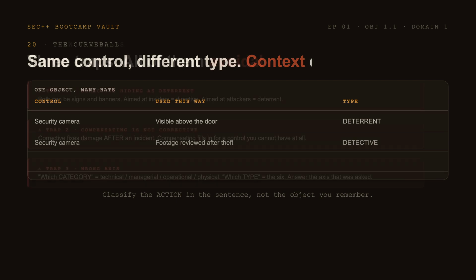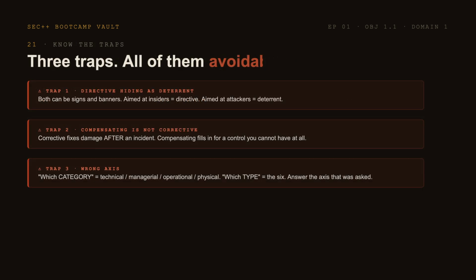So when a question mentions a control, do not answer from memory of the object. Answer from what it is doing in that exact sentence. Before the last checkpoint, here is the trap list for this objective. Trap 1. Directive is new on this exam, and it likes to hide next to deterrent in the answer choices. Ask who the message is for. Your own people means directive.